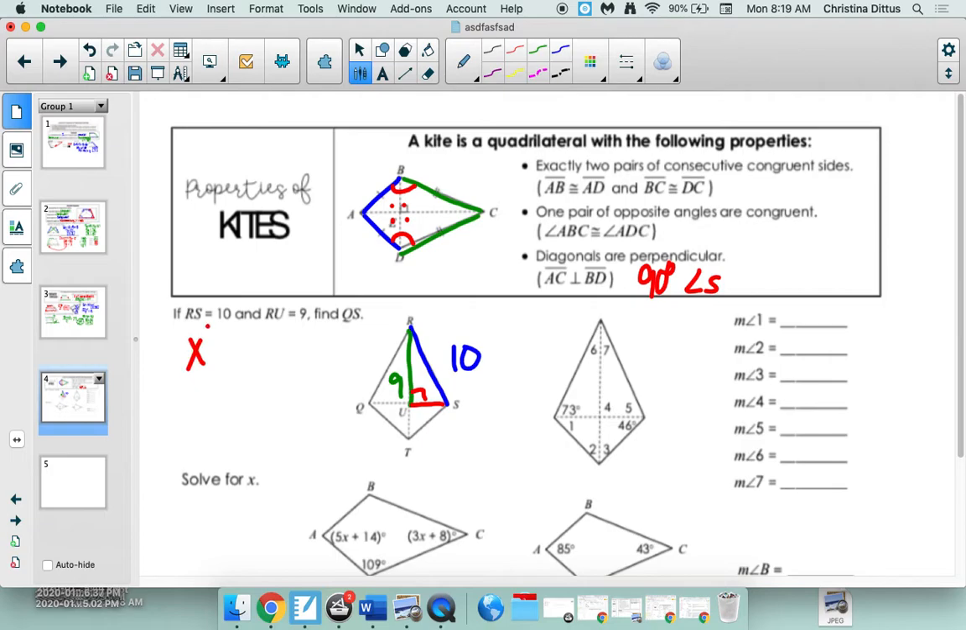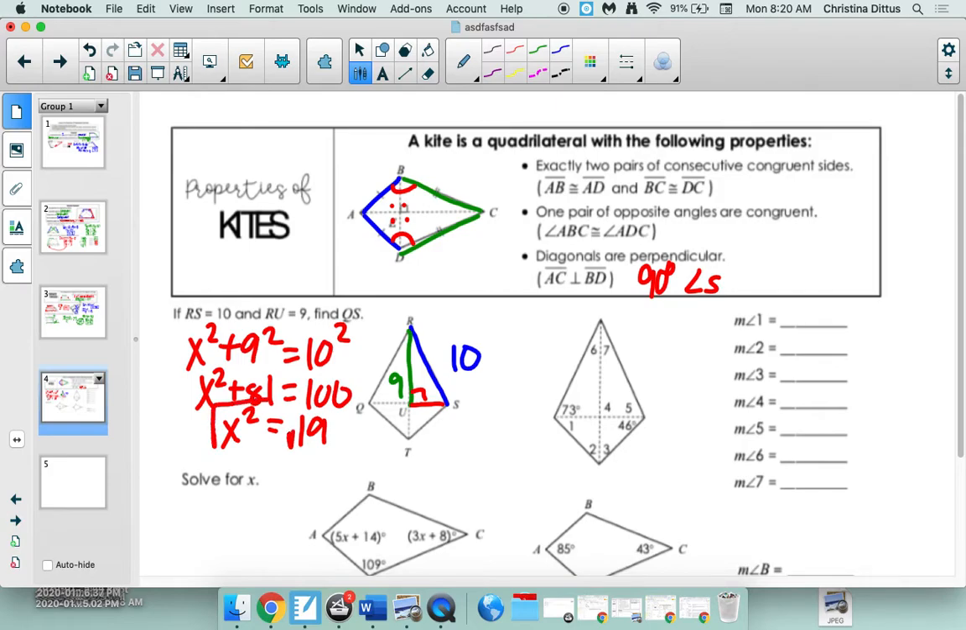You thought we were done with that? X squared plus 81 equals 100. Subtract our 81, we get 19. Square root it. Gives me what? 4.35. So 4.4.